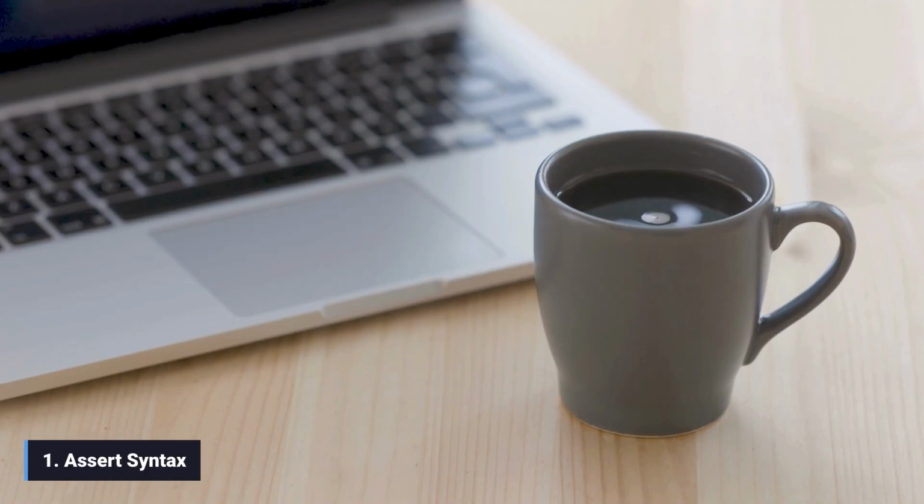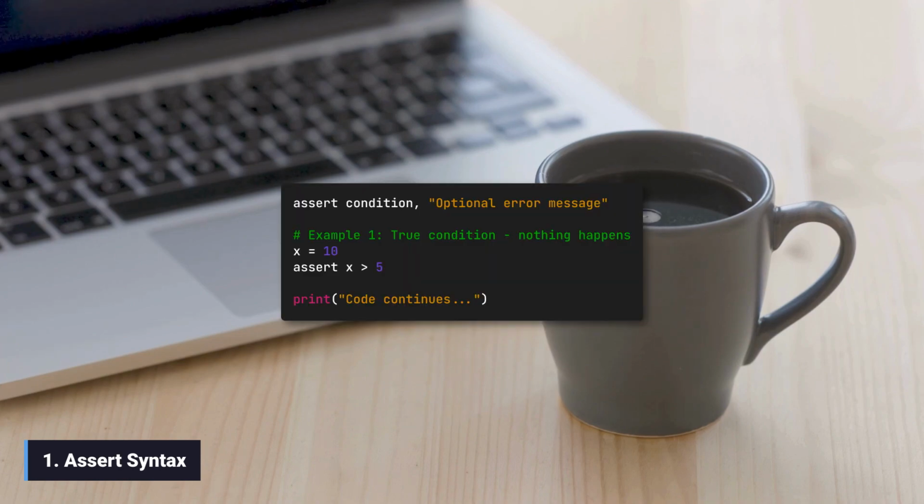1. Assert syntax. The assert statement takes at least one argument, a condition that must be true. Optionally, it can take a second argument, which is a message string displayed if the condition is false.